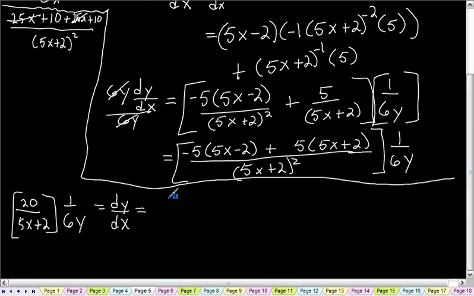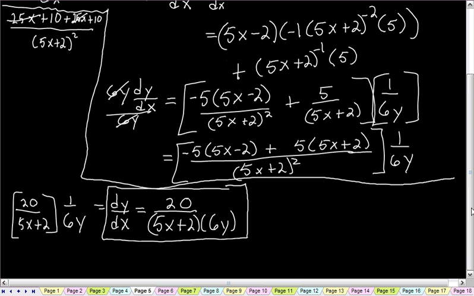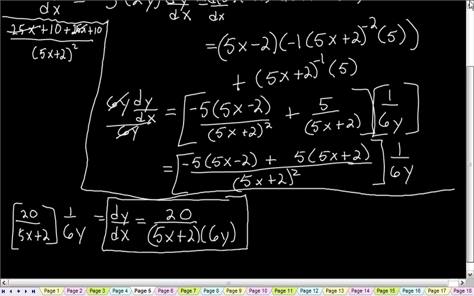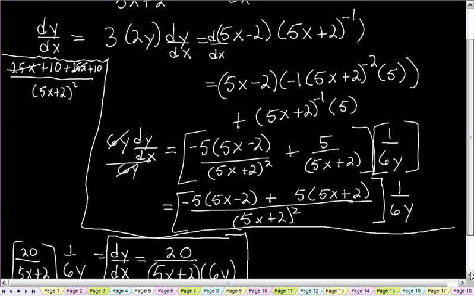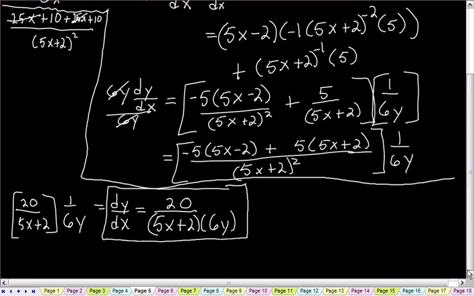The top stays 20. The bottom, 5x plus 2 times 6y. Let me see if I know what y is up here. No, that's good enough. So that's the final answer, 20 over, in parentheses, 6y times the bottom. Yep, that makes sense. Let's try number 6.